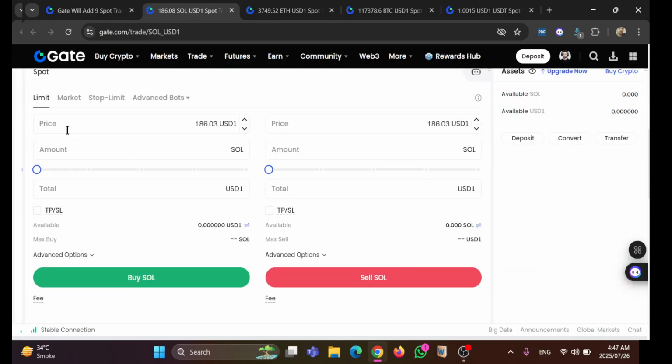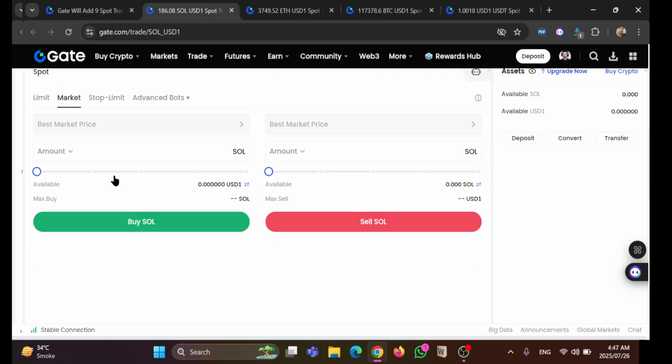You can buy and sell Solana at this point, and here the price is already entered. You have to enter the amount of Solana you want to buy. Let's suppose you want to buy 1 Solana, then its price is 186.03 USD1, and click on buy Solana. Your Solana will be purchased, and if you want to sell, you can come here and enter your amount in the form of Solana. This is the limit. You can go to market. Here is the market, buy and sell at the best market price.